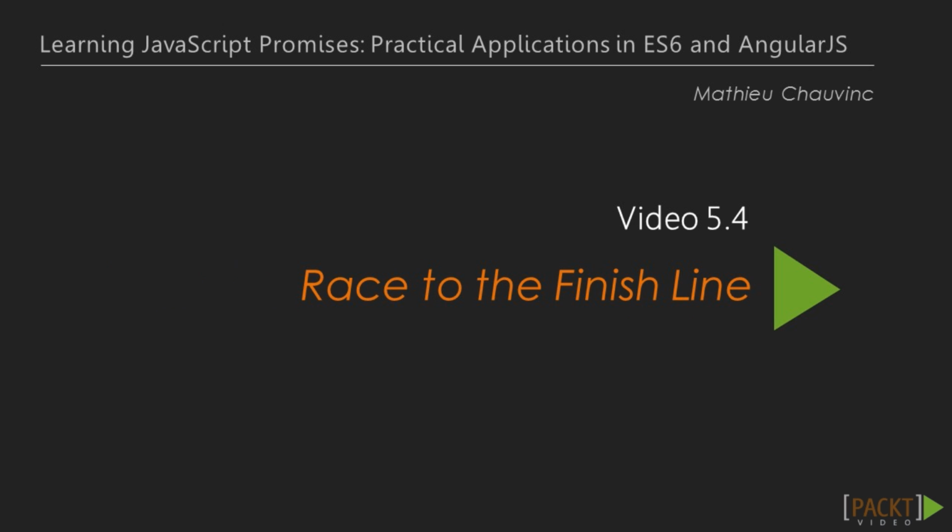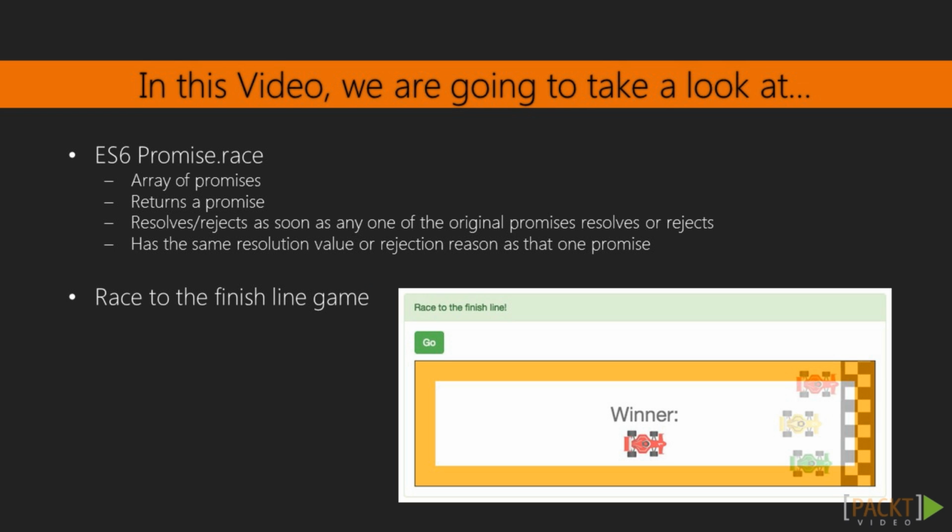Welcome to the last video of the course, Race to the Finish Line. In this video, we will look into a new feature of ES6 promises called promise.race. Promise.race is similar to promise.all, which we talked about as $q.all in the combining promises section.